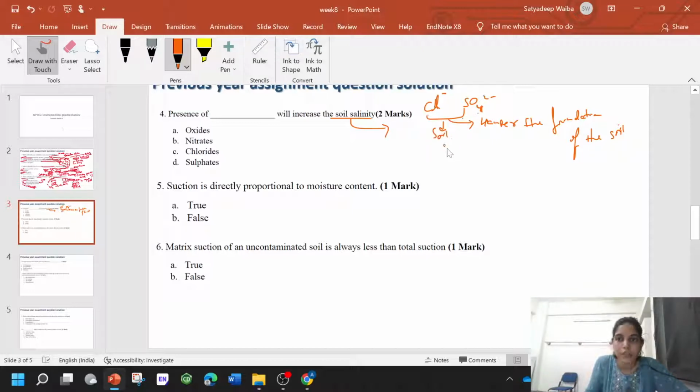Why? I will come to this. Why they are the determinants of the soil salinity is because, let's say, if you look at seawater, seawater has ions, seawater has salts. The major salt is of course NaCl. So what does it have? It has Na and Cl. Other salts could be ammonium sulfate. Ammonium sulfate has what? NH4 and SO4.